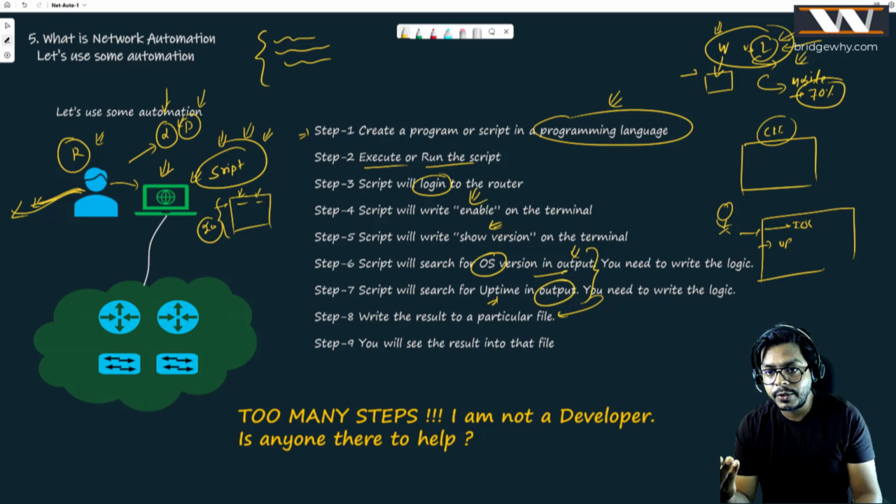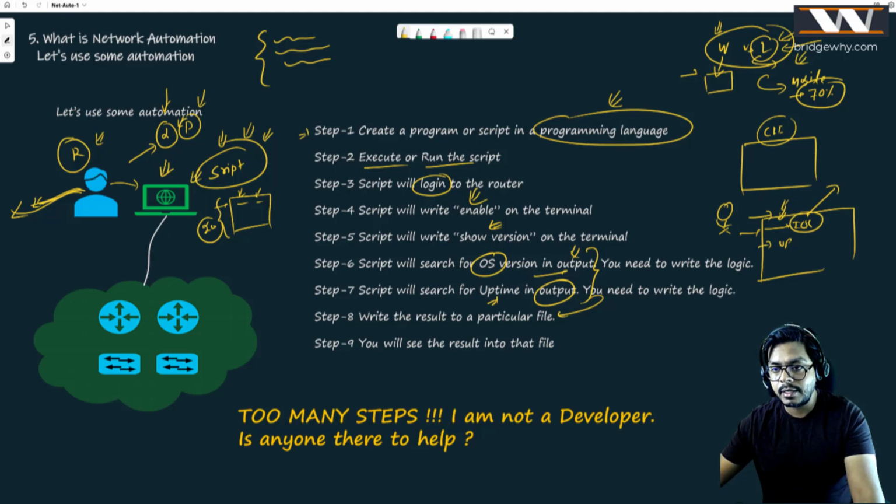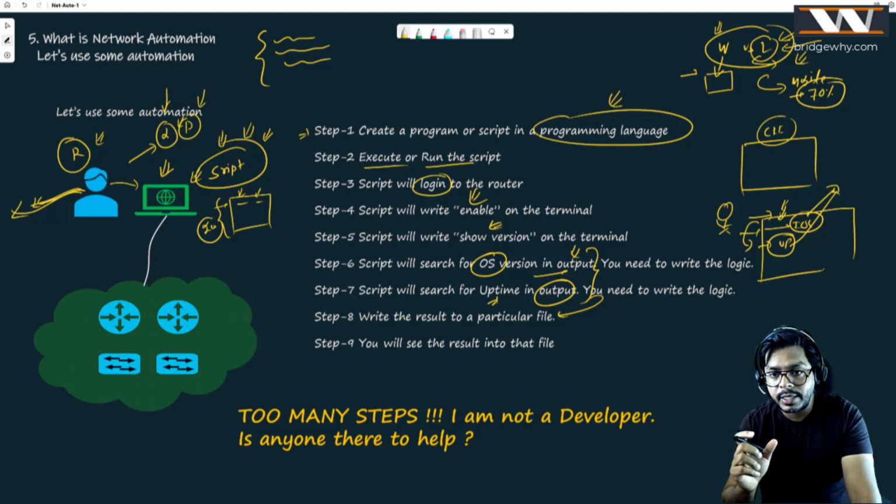But the script is not human. The script is a program. So you need to tell the script that the iOS version is written on the first line, after so many words, then select only this and write it into the Excel file. Similarly, on the 8th line we have the uptime of the router. Take it from there and write it into the Excel file. Now this is done by the script, but you have configured that script. You have written this script, because you know where the iOS version is and where the uptime is.